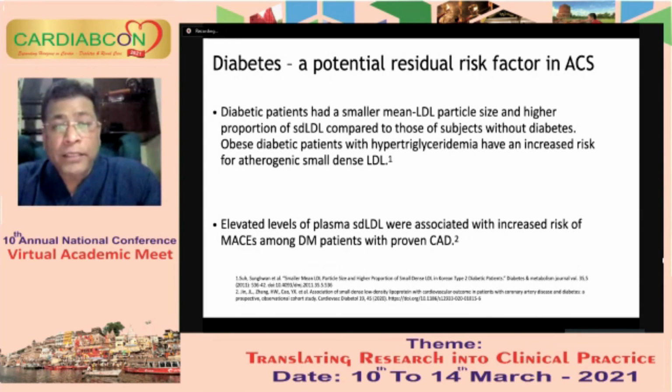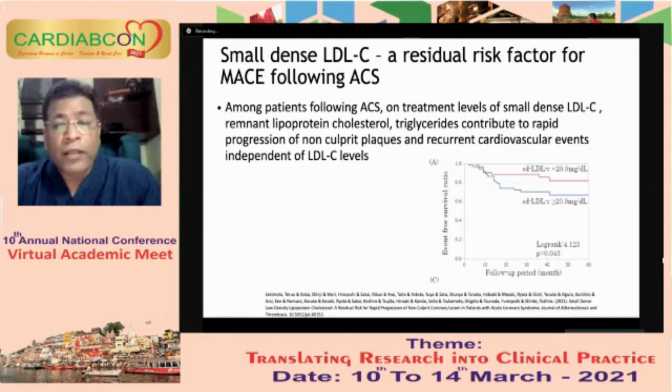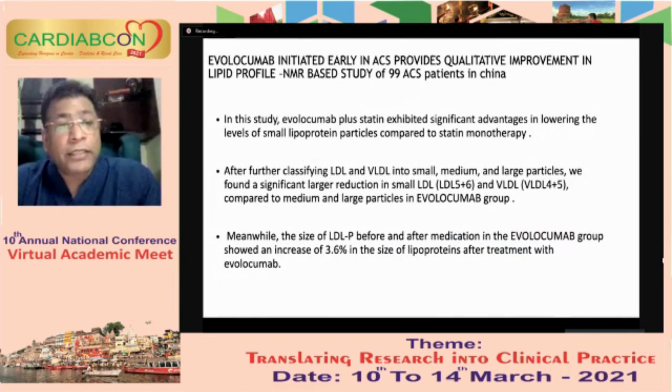And diabetes is a potential residual risk factor in ACS. These patients have a higher tendency of non-culprit lesion plaque rupture, followed by adverse events. But with evolocumab, if we use it, then we can change the quality of the lipid profile, and probably plaque stabilization is there. So among patients following ACS on treatment, levels of small dense LDL cholesterol, remnant lipoprotein cholesterol, and triglyceride contribute to rapid progression of non-culprit plaques. That is leading to recurrent cardiovascular events and eventually death.